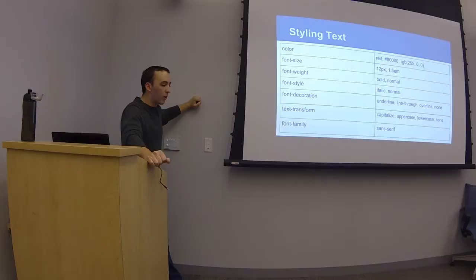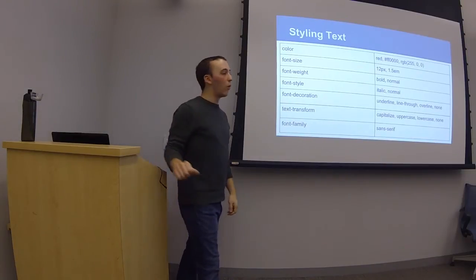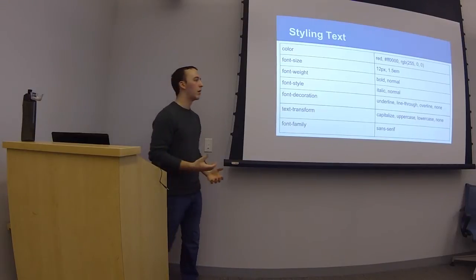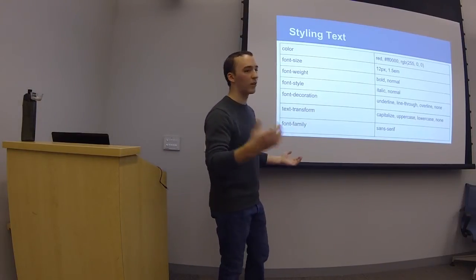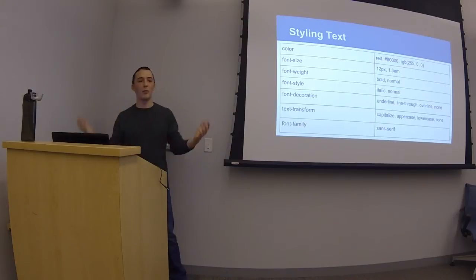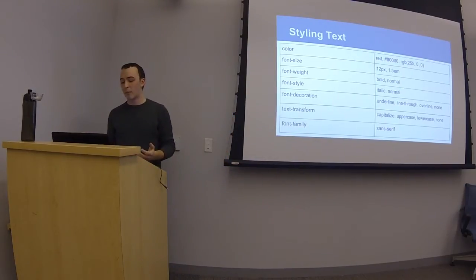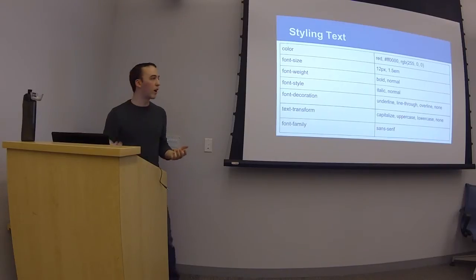a proportional unit. So 1 EM is the browser's default size. 1.5 EM is 50% more. 2 EM is 2 times the size. So that makes a little bit of sense. And yeah, I would recommend using EMs.